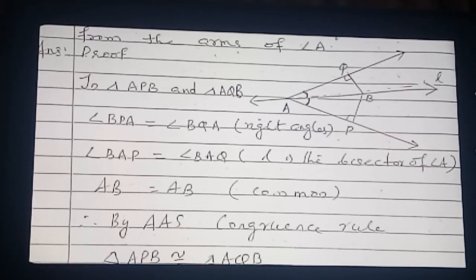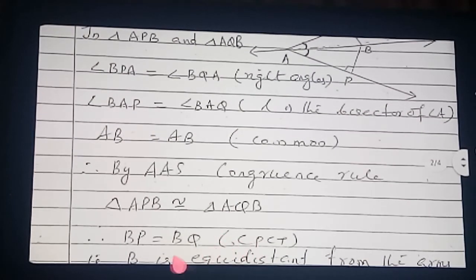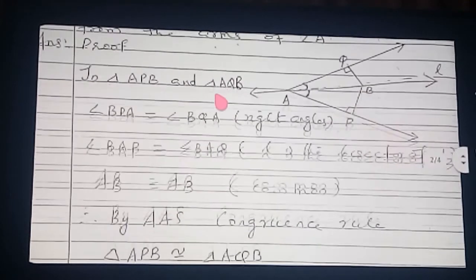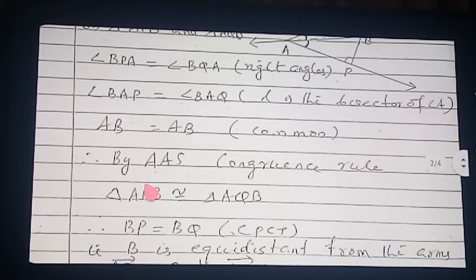Okay, so what have you written? Triangle APB is congruent to triangle AQB. Now what is your question? You want to prove the second part. What is the second part? BP is equal to BQ. See in the question, is CPCT coming or not? BP and BQ are corresponding parts now. So BP is equal to BQ. What's the reason? CPCT. So you got the answer.